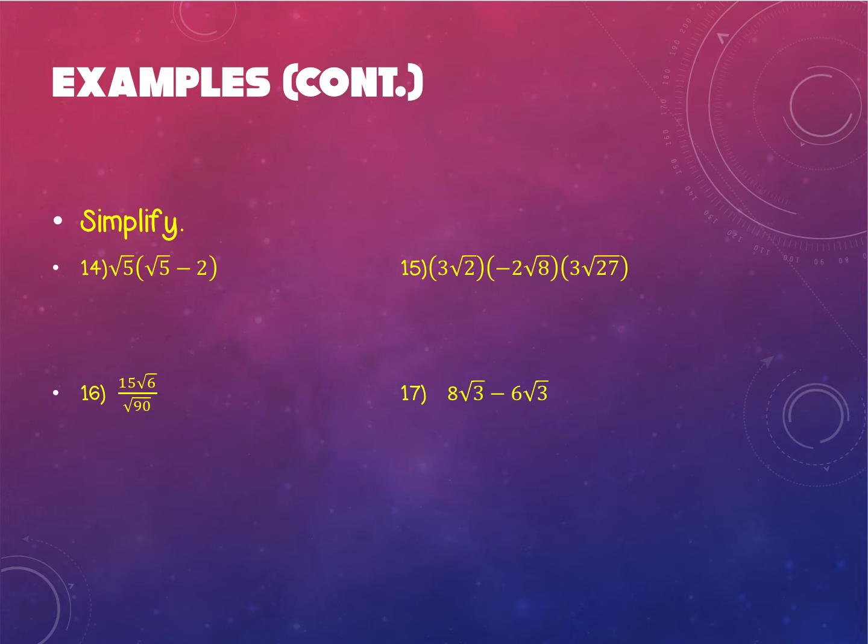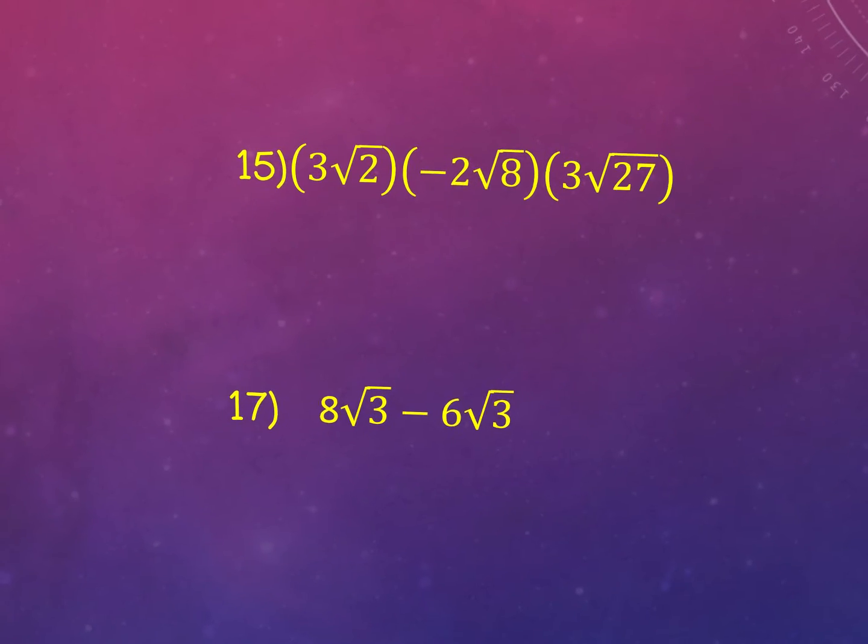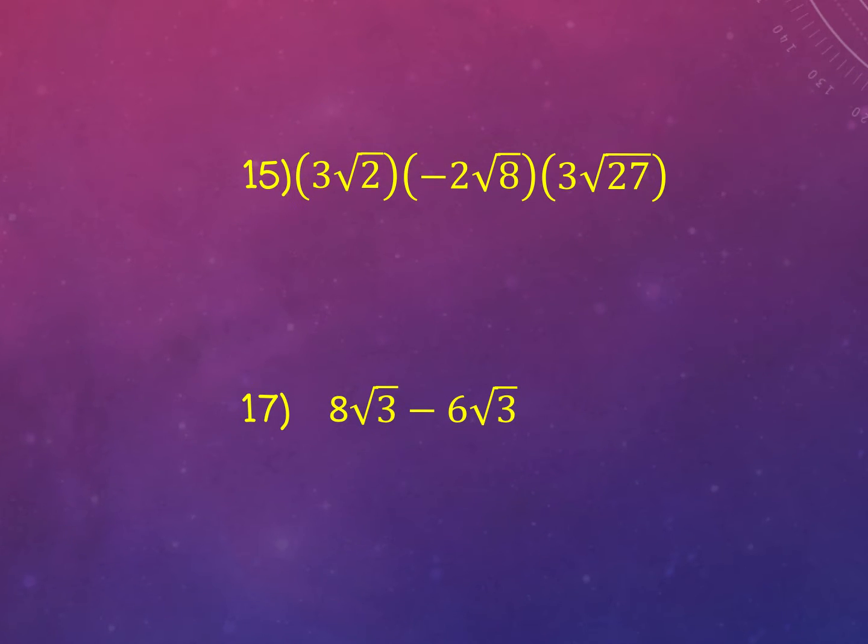Yesterday I did number 14, so we're going to start with number 15. And notice here it's expecting me to multiply these three radical expressions. Now, again, I'm not going to try to multiply 2 times 8 times 27. What's going to work out better for me is if I go ahead and break it down. So I definitely have to multiply the numbers that are outside the radicals.